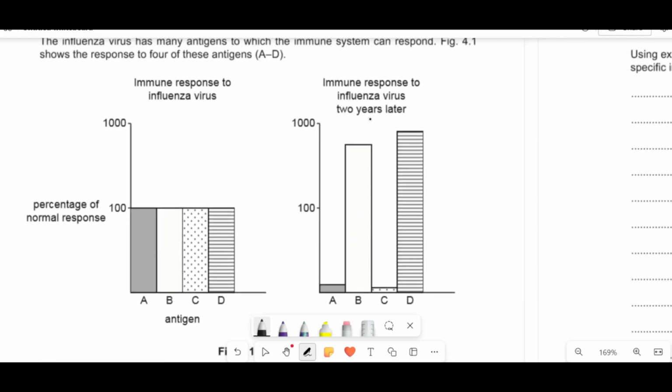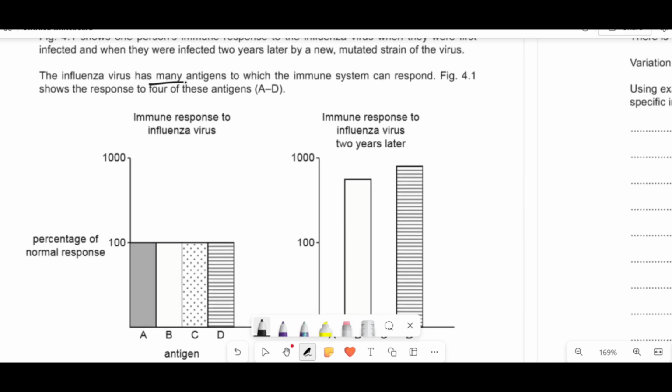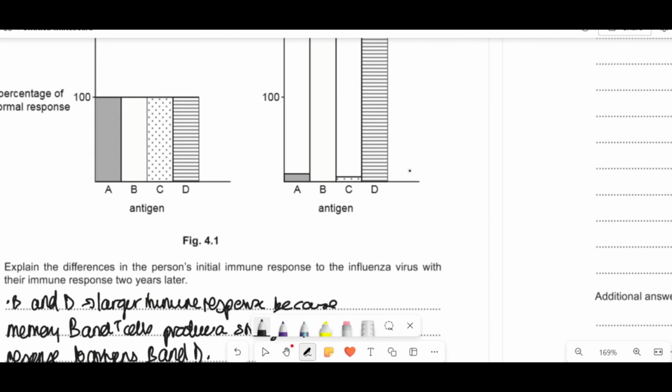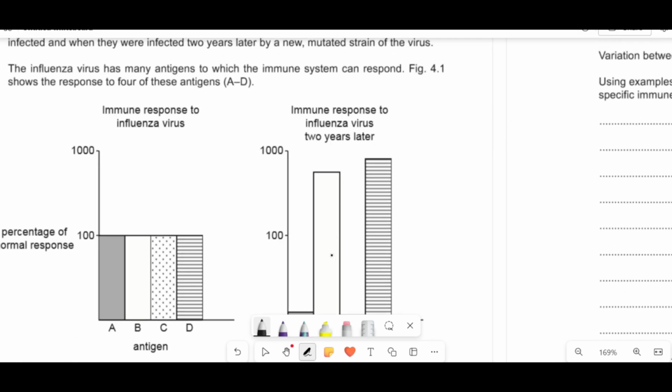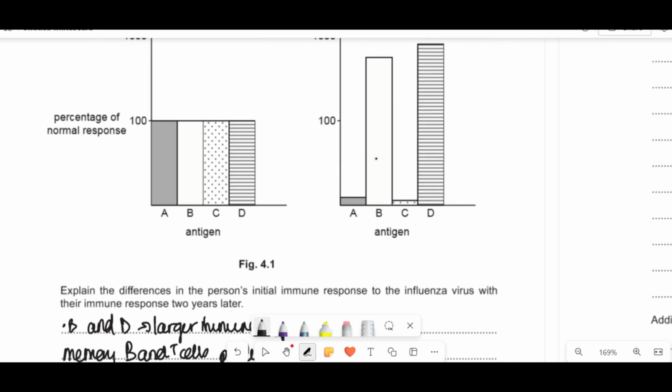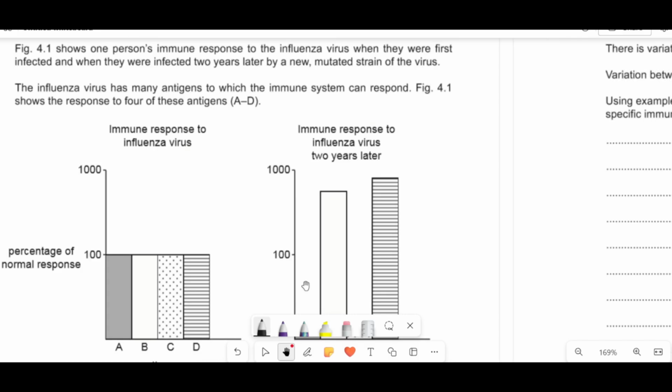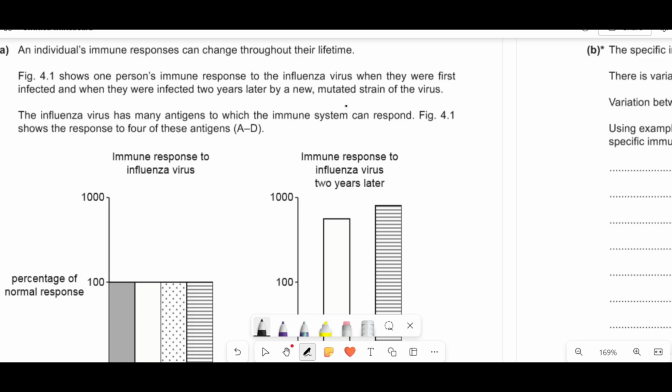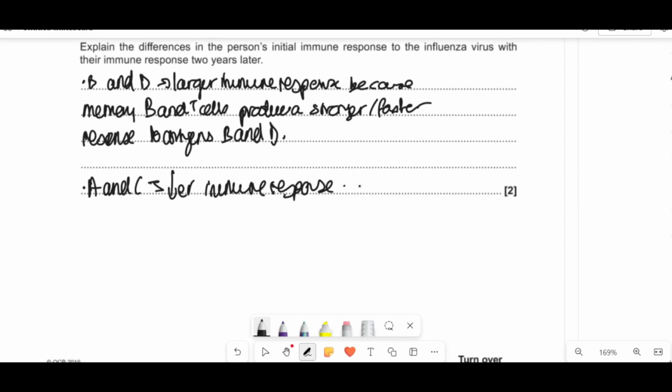What might be happening is, because remember, we're looking at the influenza virus getting in our body, and the question told you that the virus has many antigens, as in it has all 4 of these here. If 2 years later we're getting infected and there's less of a response to A and C, it's probably that this virus doesn't have those antigens anymore, or less of them. That's the only reason that would make sense, other than, I guess, us losing memory cells, but that wouldn't make sense because it's only been 2 years. So here, it must be that the influenza virus has less A and C antigens now, and we need to think why.